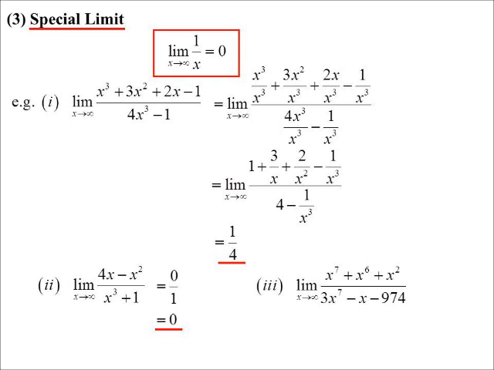If I put it into this one, x to the power of 7 plus x to the power of 6 plus x squared over 3x to the 7 minus x minus, let's pick a really big number, 974, which in the scheme of things is not that big, because we're talking about infinity. 974 is actually very small compared to infinity. But ignore everything except the highest power. The highest power there is x to the power of 7. So I've got a third. That one will go to a third.